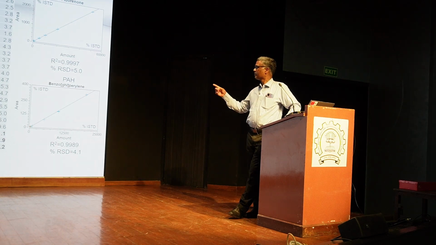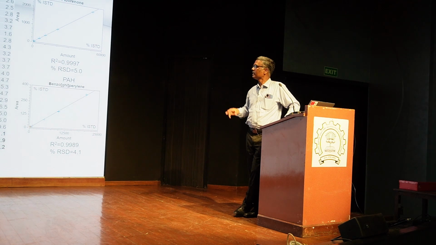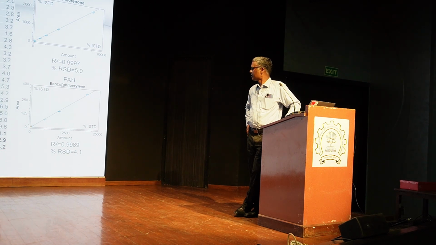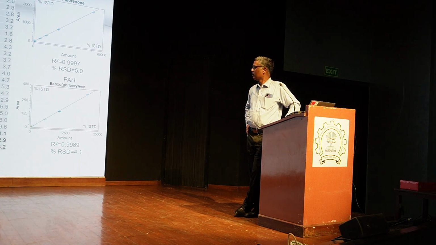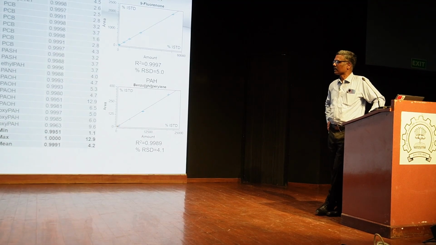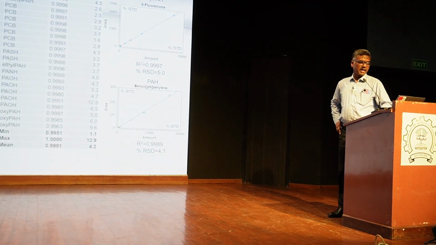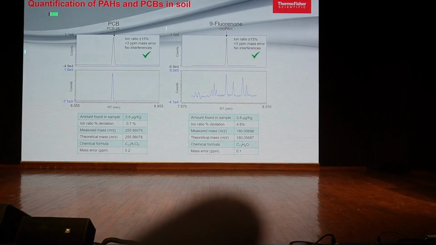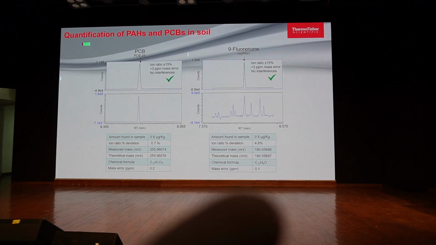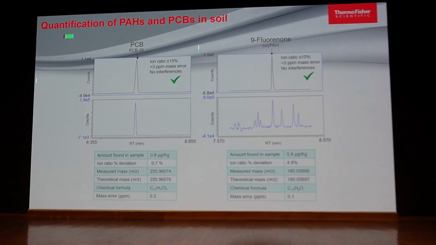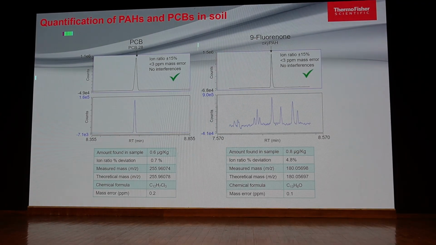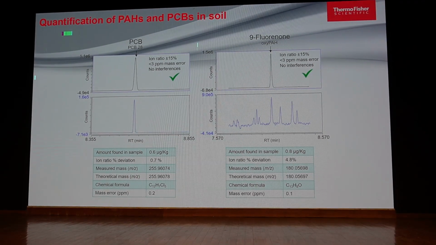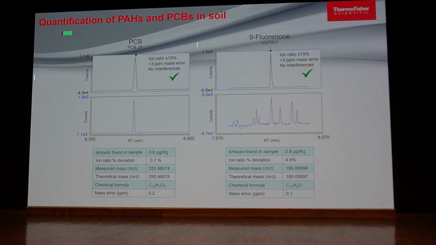This is the linearity as a part of the quantitation approach, where you can see that all the compounds are giving a very nice R-squared value of 0.99 with the stipulated calibration range, and the percent RSD or response factor is also within acceptable criteria. Here one example has been given of PCB as well as PAH as a metabolite. You can see how this information you can get from the HRMS.